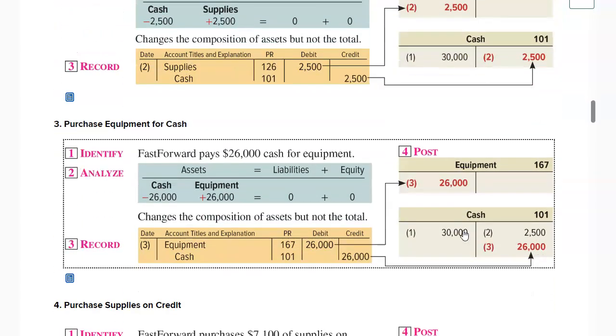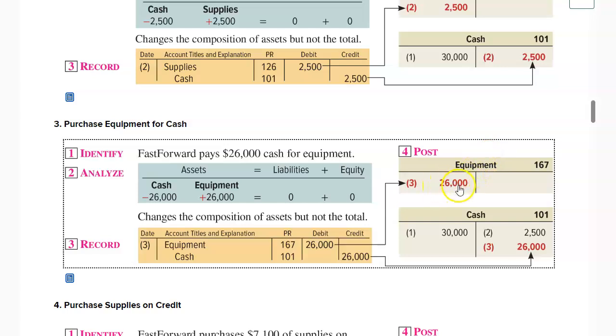All right, we pay $26,000 cash for equipment. Cash is going down, that's a credit. Equipment is an asset, so going up, that's a debit. Debit equipment, again, debits come first. This is entry number 3. Debit of $26,000. Cash is a credit of $26,000.